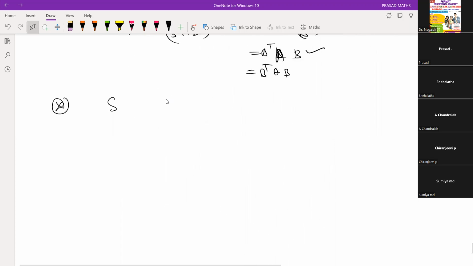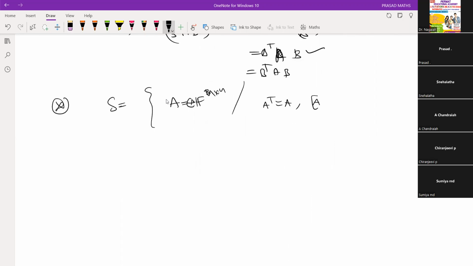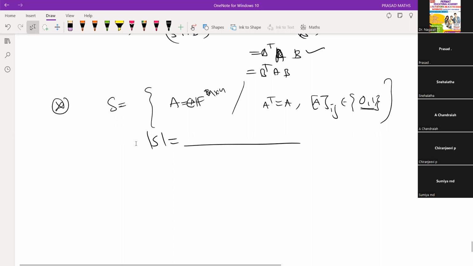Next, the important question. My set S is the set of all symmetric matrices. In fact, you can take n cross n matrices such that A is symmetric and whose entries can be 0, 1. What is the cardinality of S? Anybody? The set of all symmetric matrices where the entries are over 0, 1.